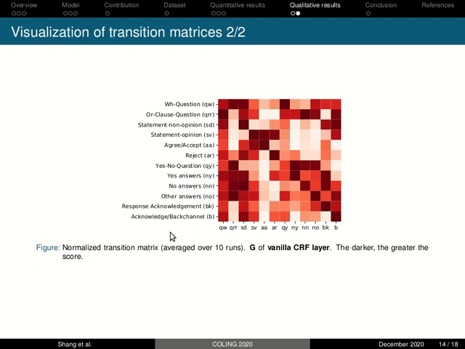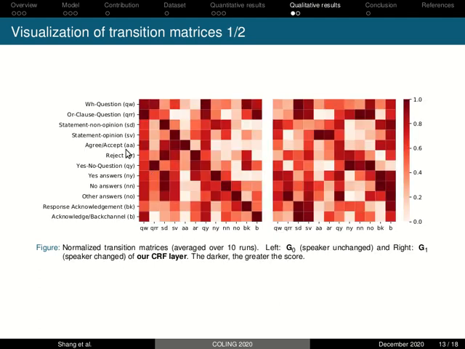We illustrate the single transition matrix G of the vanilla CRF layer. We can observe that it tries to capture at the same time the patterns of both cases. For example, SV equally tends to transfer to SV, AA, and AR, while the transition towards SV is only probable if the speaker stays the same, and towards AA and AR if the speaker changes.